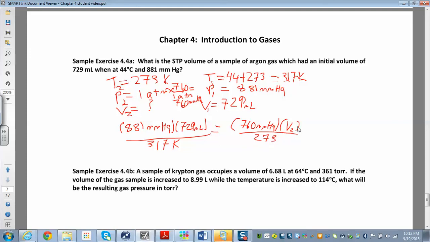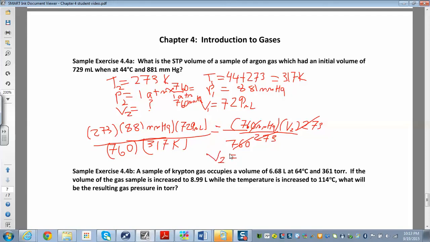What I would do first is multiply. You can do 881 times 729 divided by 317 and get a number there. Then multiply that number by 273. I'm trying to solve for V2, so I want to divide this number by 760. Divide both sides by 760. So in your calculator, you can do 273 times 881 times 729, get a number, and then 760 times 317, get a number, and then divide the top number by the bottom number, and that's how you can get V2.